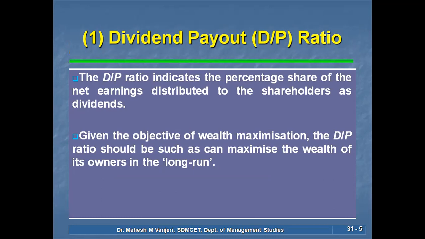It's quite simple. Say there are 1 lakh rupees of net earnings, a simple example, or let us say 1000 crore rupees of net earnings. Out of 1000 crore rupees of net earnings, what percentage should be distributed as dividend to equity shareholders is referred to as the DP ratio, or dividend payout ratio. It is easy to understand.